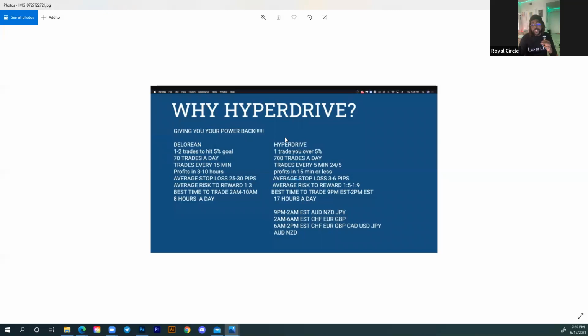Now, the best currencies to trade are based upon the time within that window, okay? 9 p.m. to 2 a.m. Eastern Standard Time, the best currencies to trade are AUD, NZD, and JPY. Between 9 p.m. Eastern and 2 a.m. Eastern, which is 8 p.m. Central and 1 a.m. Central, AUD, NZD, and JPY.